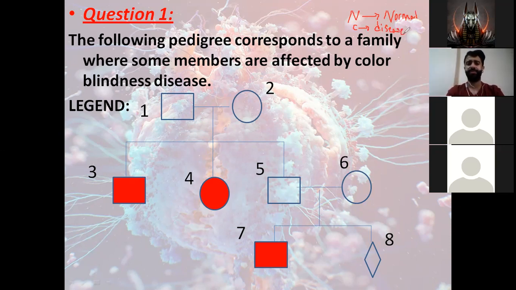Part 3: specify the genotypes of the family members in this pedigree. Yes, Nada. Individual 3's genotype? Individual 3 is colorblind. Since the colorblindness allele is recessive, it can only be homozygous. Very good. So the genotype is C small, C small. This is the genotype. Thank you, Nada.